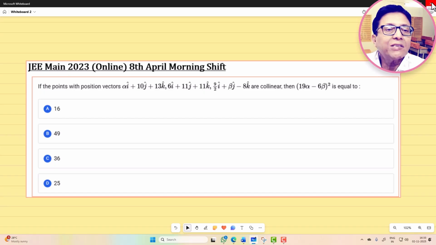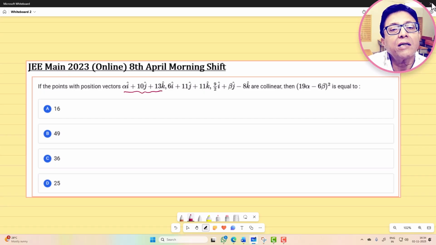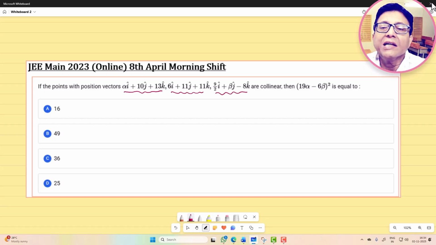In this question, the concepts of position vector and collinearity are both required. These points are given to be collinear: alpha i + 10j + 13k, 6i + 11j + 11k, and 9/2 i + beta j - 8k. Then what is the value of (19 alpha - 6 beta) whole square?